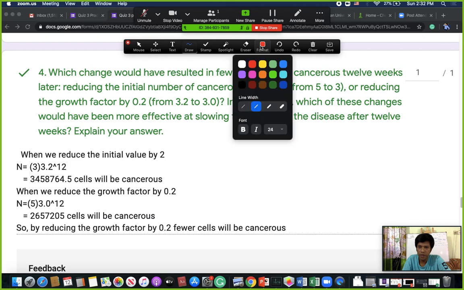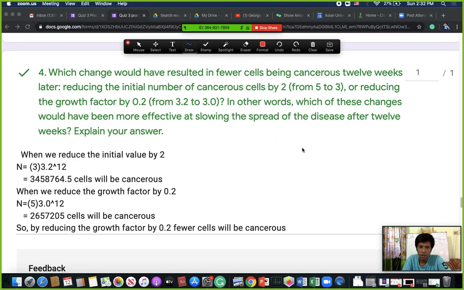So what they are telling us here is, in our main function, our main function was 5 times 3.2 to the power x. What this question is telling us is, one time do this change. Number one, instead of 5, write 3, then do the calculation. x equal to 12, because after 12 weeks, x means 12. And do the calculation. This is the first change.